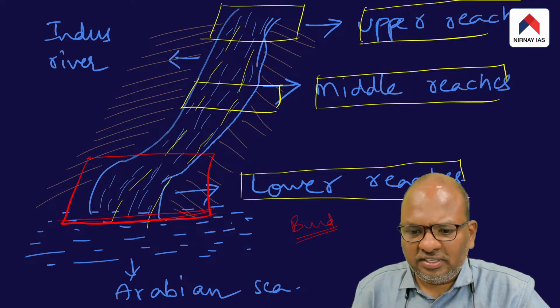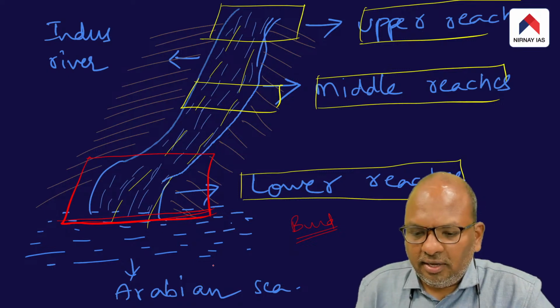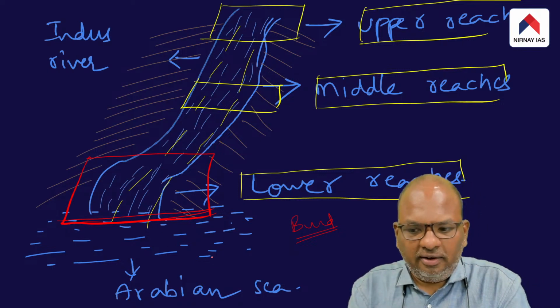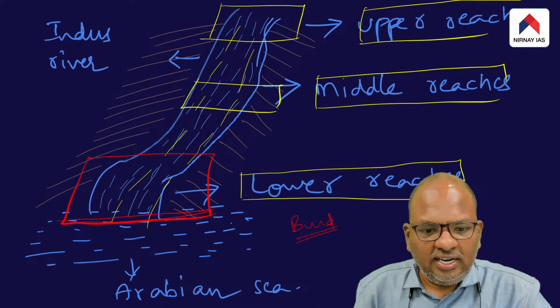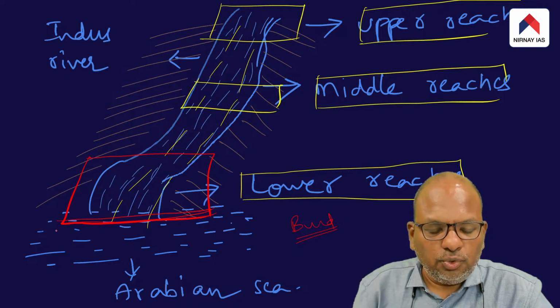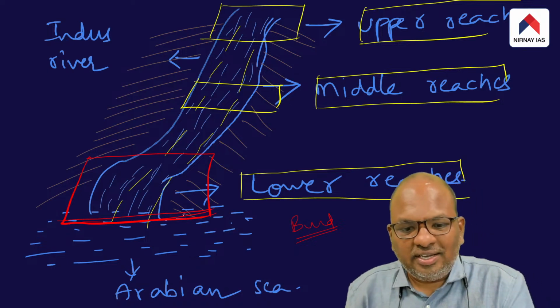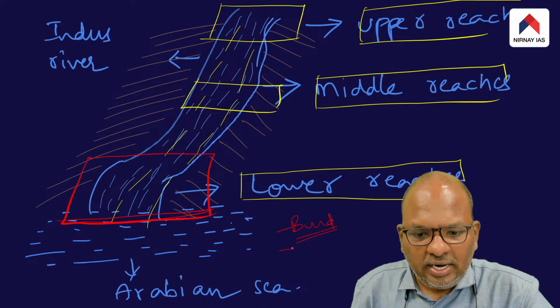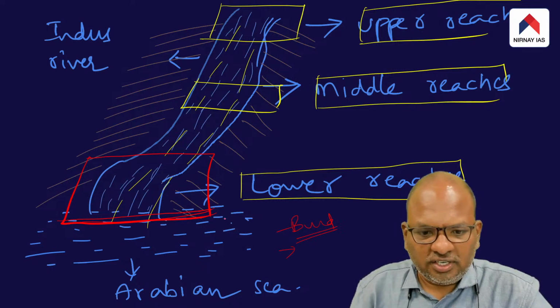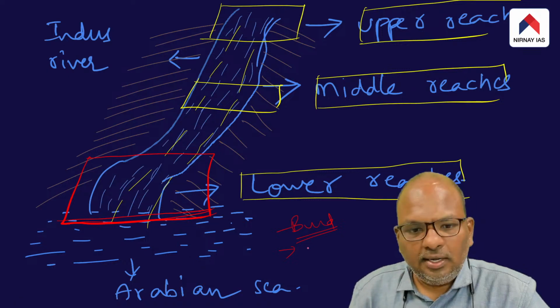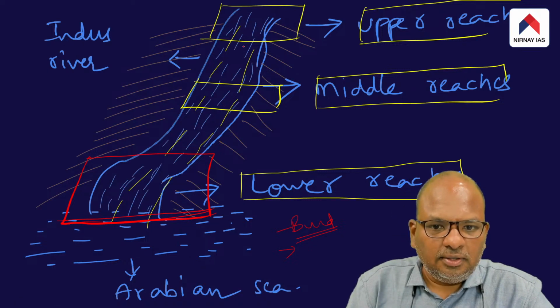Bund is basically, you must be knowing what we mean by bund. Bund is a structure which basically stops the flow of the water at a point. So basically, Riggs argued that due to recurrent earthquakes, the height of the lower Indus rose substantially, and a bund-like structure came into existence.